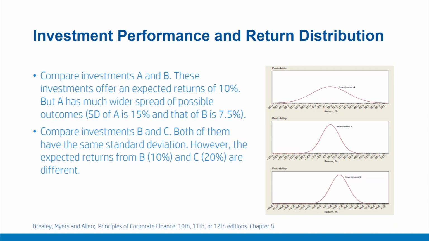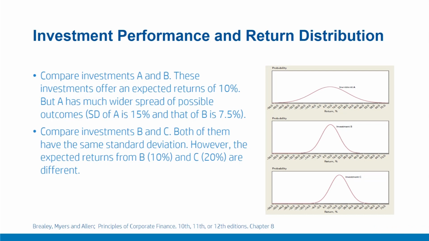Compare investments A and B. These investments offer an expected returns of 10%. But A has much wider spread of possible outcomes. Its standard deviation is 15% and the standard deviation of B is 7.5%. Investors don't like risk and would of course prefer B to A.